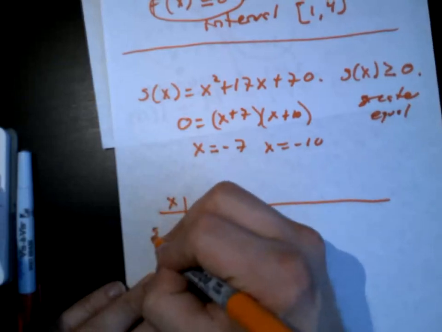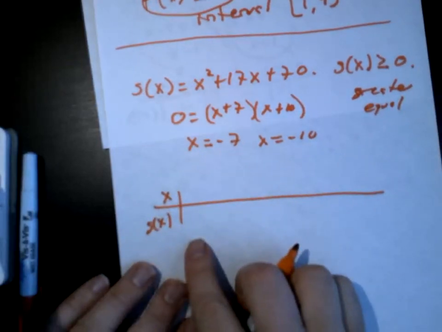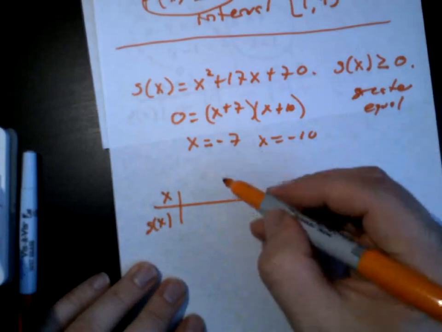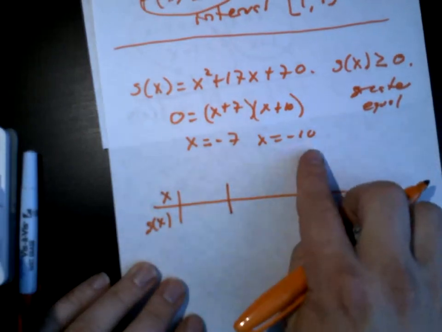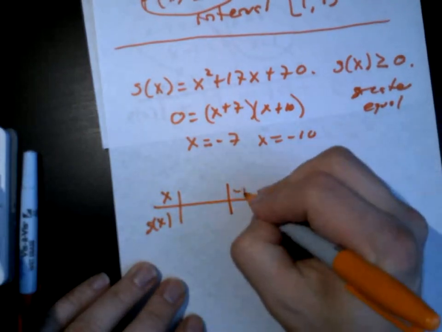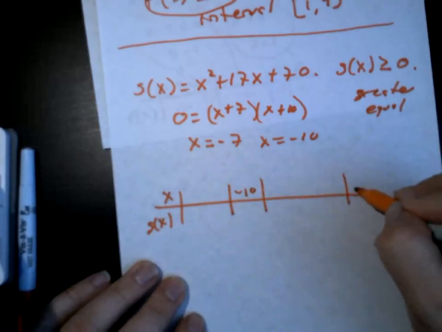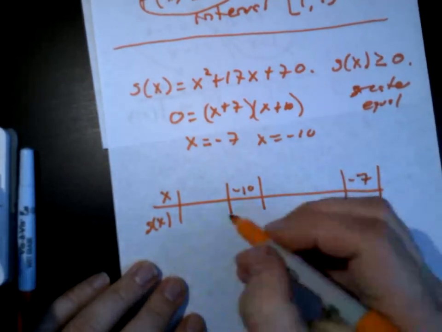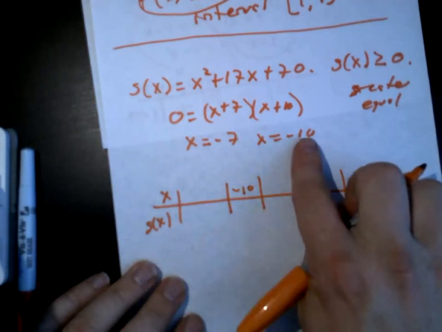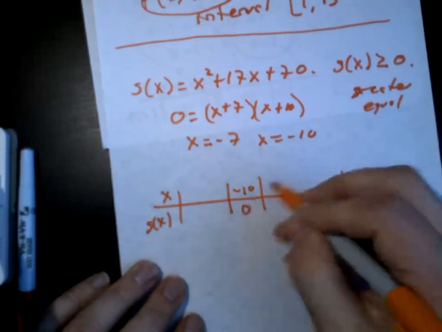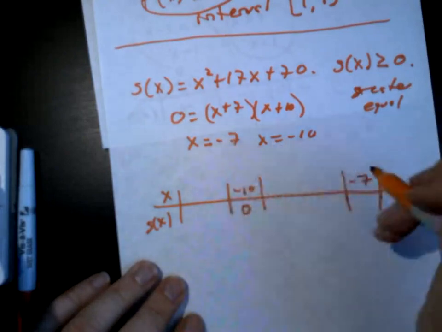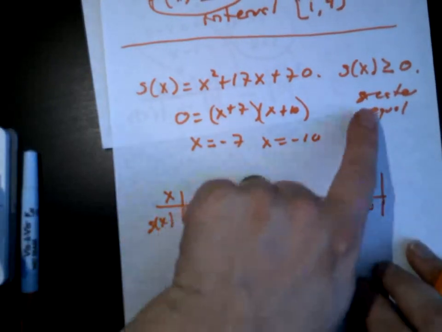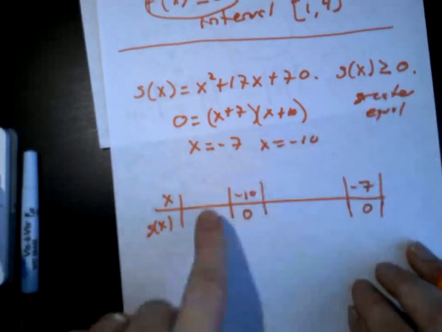So you're going to make a little number line. You're going to go x, g of x of your function, and you're going to put these in. But you might remember, you want to start a little bit down. So this is -10, and this is -7. Think of the number line here. Now, at -10, it has to be 0. At -7, it's 0, according to this right here.